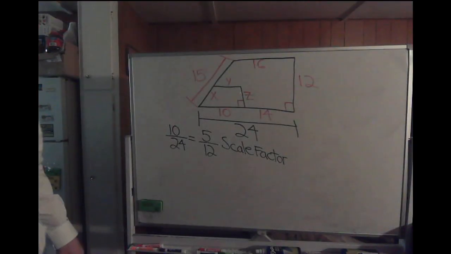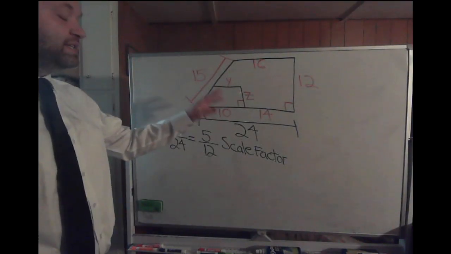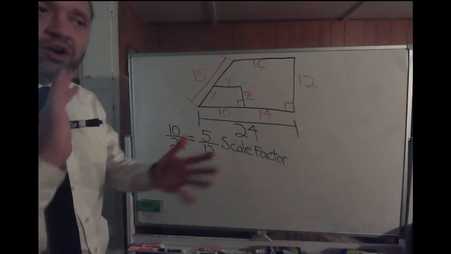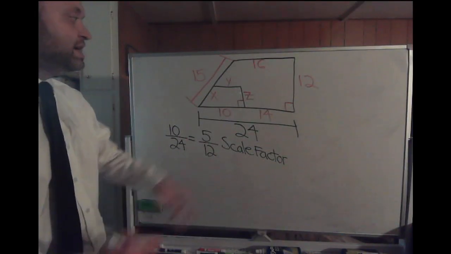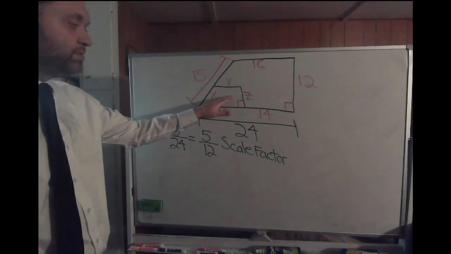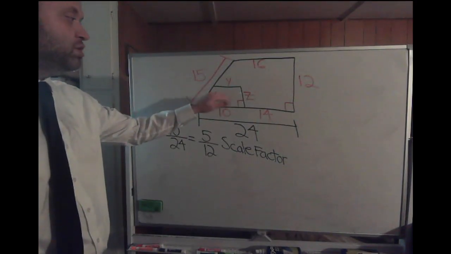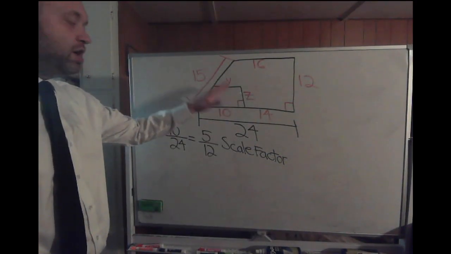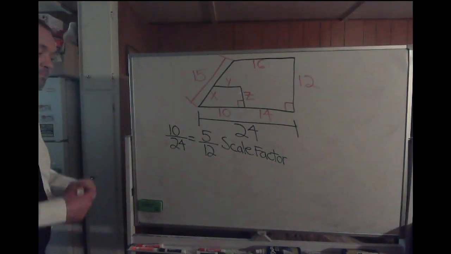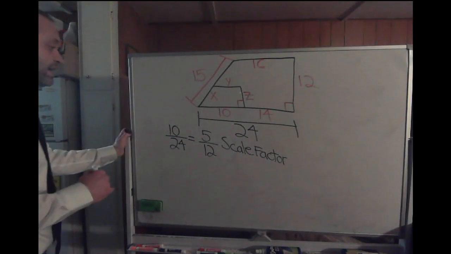So whenever you have, let's say, technically two quadrilaterals, or it doesn't matter what type of polygon it is, you have one inside the other, your scale factor will be the ratio of the small polygon to the whole polygon that it's inside of. So let's find the value of x.